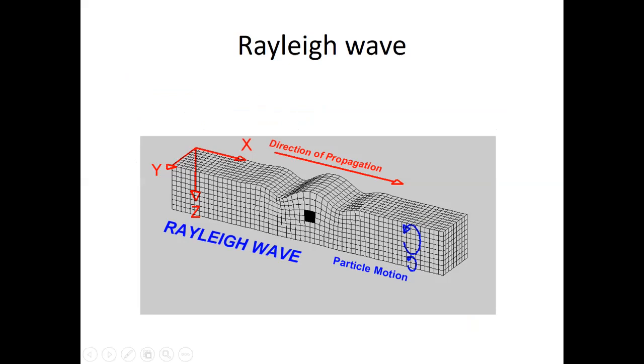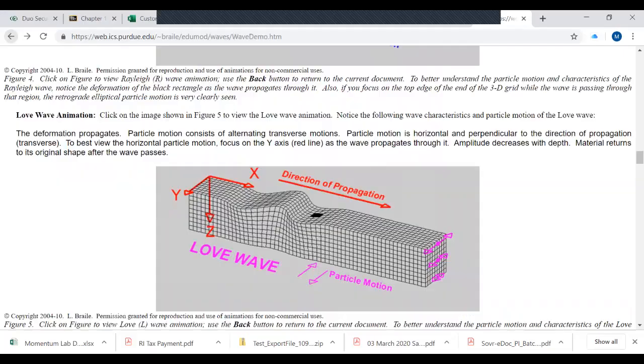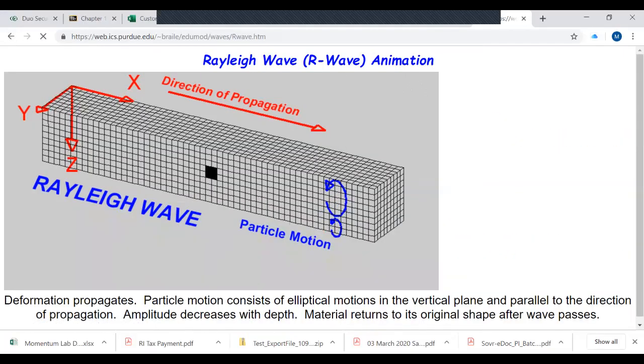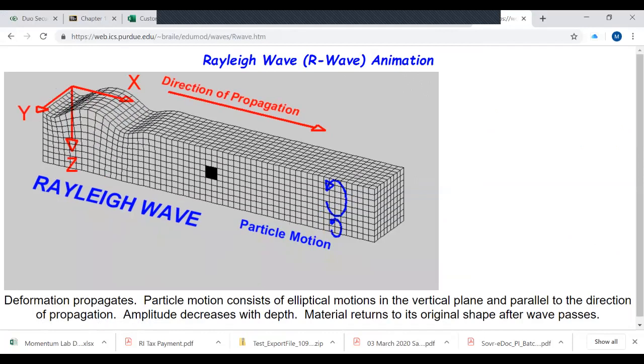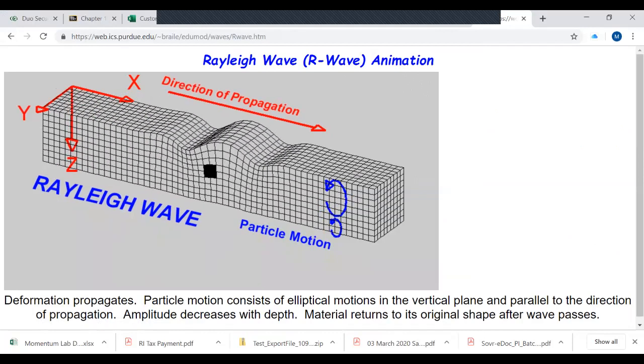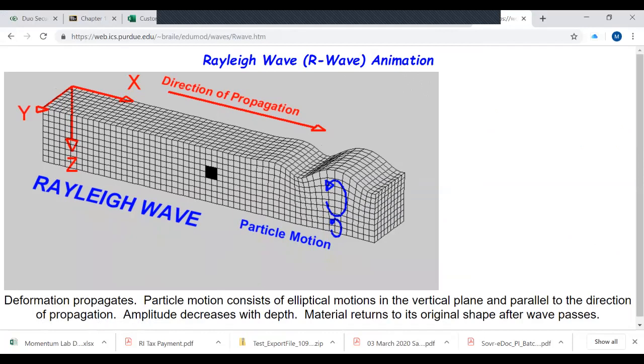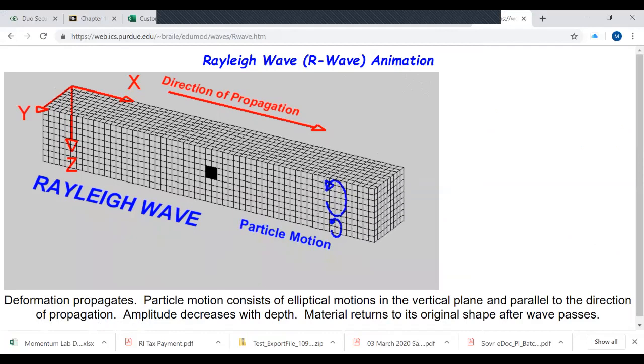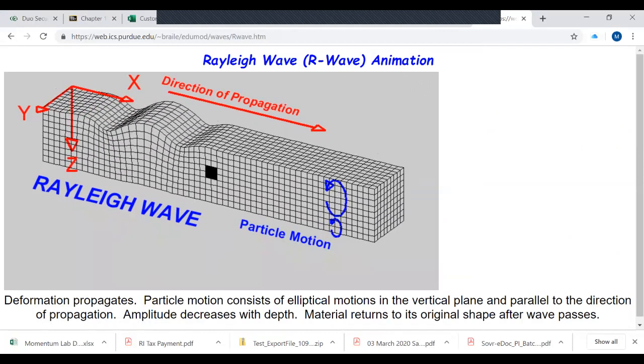And here we'll look at some Rayleigh waves right here. So you can see there's a combination of both back and forth and up and down motion. And it looks just like a wave going through the water. That's a Rayleigh wave.